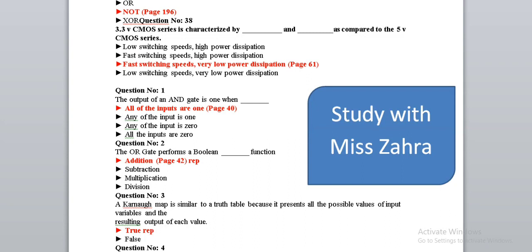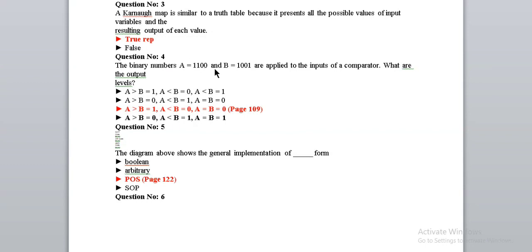The binary numbers A equal to 1100 and B equal to 1001 are applied to the input of a comparator. What are the output levels? The correct option is number 3. The diagram above shows the general implementation of dash from product of sum.